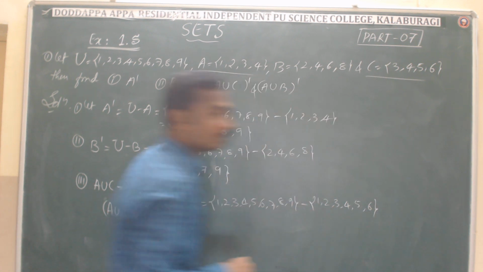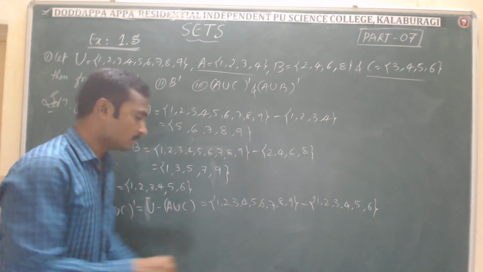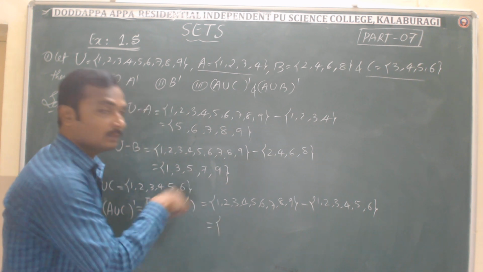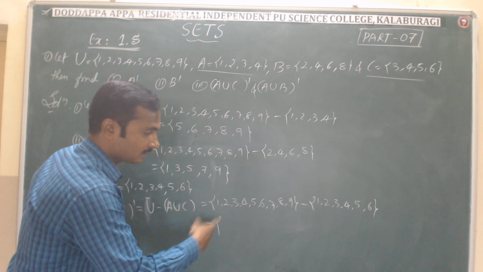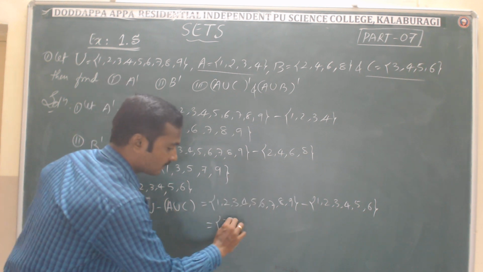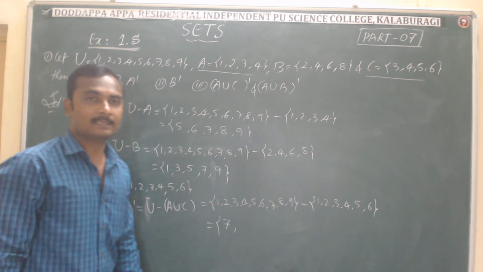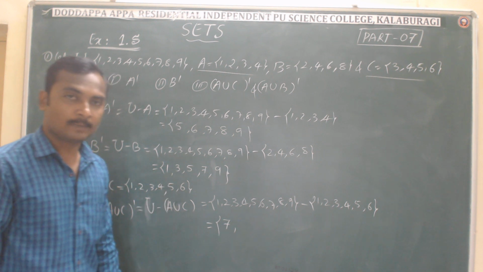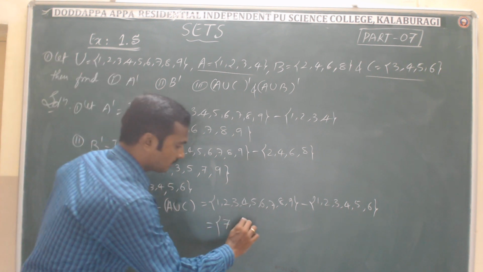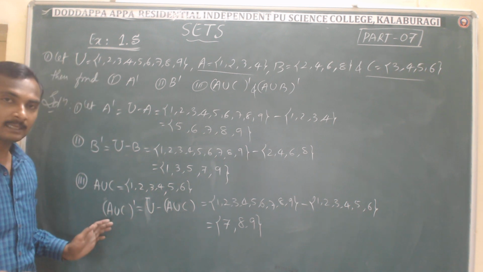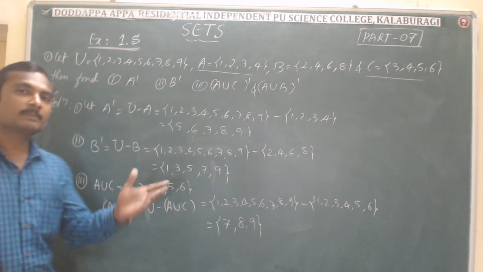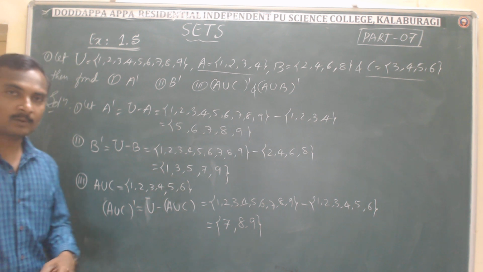So let us delete these elements from this and write the elements of the U which are not present in the second set A union C. 1 is there, 2 is there, 3, 4, 5, 6 are there, 7 is not present in the second set, therefore 7 is a member of U minus A union C. 7, 8, 9 are the complement set of A union C. So similarly we can solve the rest of the problems.